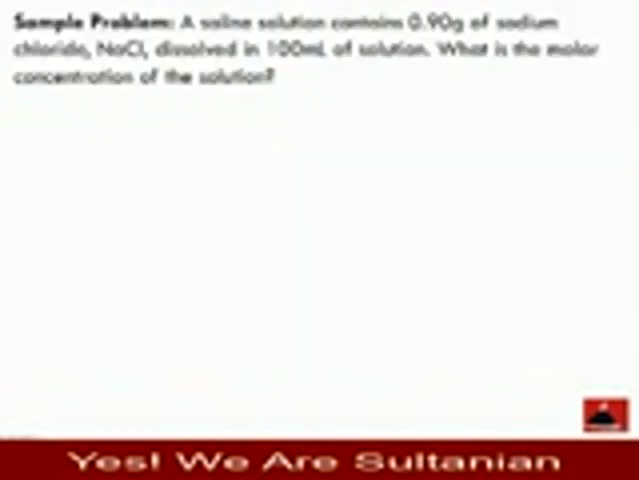A saline solution contains 0.90 grams of sodium chloride, NaCl, dissolved in 100 milliliters of solution. What is the molar concentration of the solution? So, we know that the molarity, or the molar concentration, is equal to the number of moles divided by the volume of the solution. Now, our number of moles, do we have that? We have a periodic table, right? So we can convert our mass into the number of moles. So what do we need to find? The molar mass of NaCl.